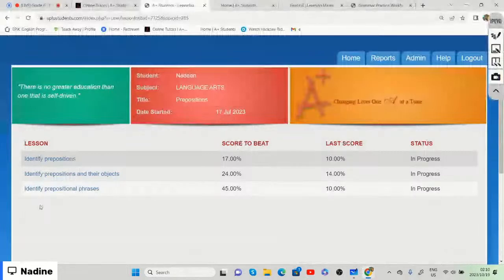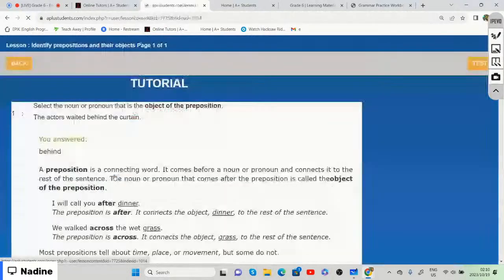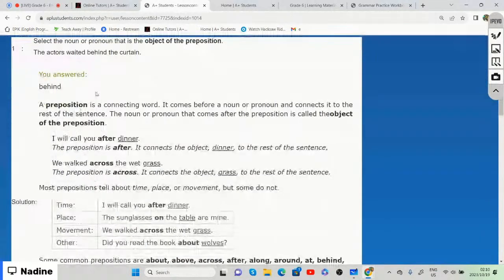So the lessons for today, we said the focus lessons are to identify prepositions and their objects and to identify prepositional phrases. So we're going to the first one, which is to identify the prepositions and their objects. We say the preposition is a connecting word that comes before a noun or a pronoun. And that noun or pronoun that comes after our preposition, we call the object of the preposition.